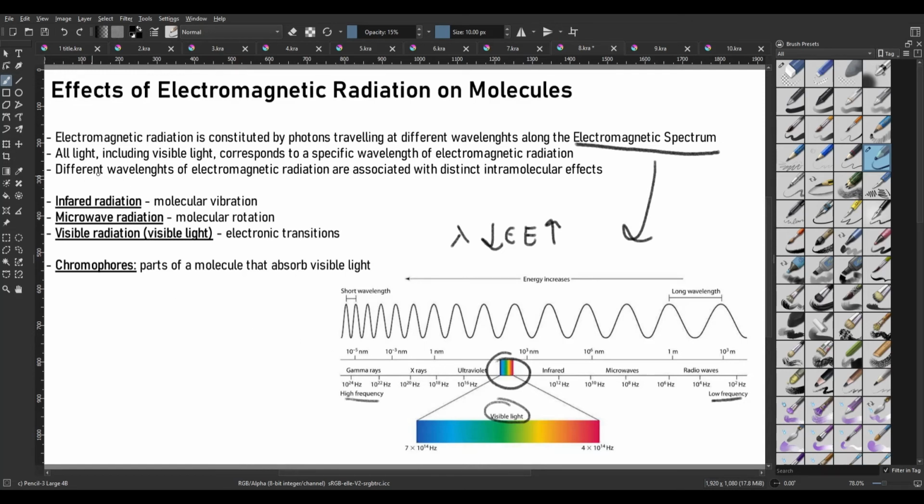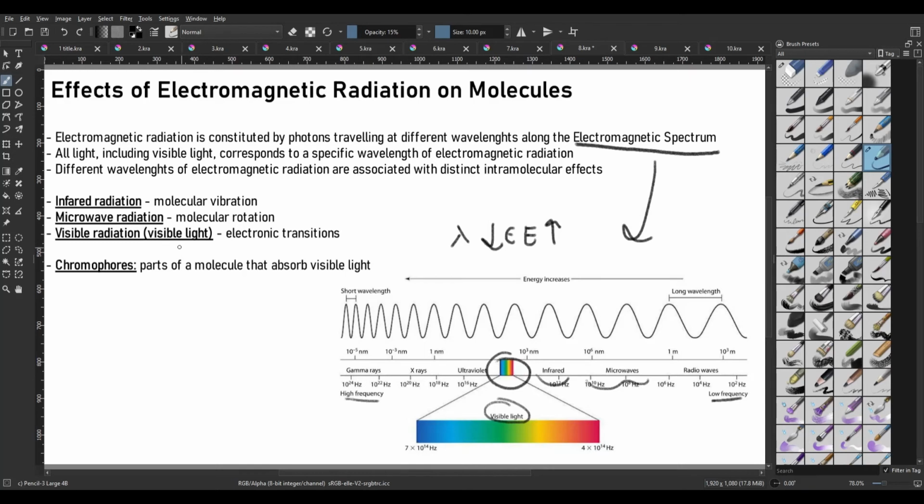Back to the point, different wavelengths of electromagnetic radiation are associated with distinct intermolecular effects. These three are listed right here. The first two are pretty similar. Infrared radiation, infrared light, this area right here, is going to be associated with vibration and stretching inside of the molecule. Microwave radiation, this area right here, is going to be associated with molecular rotation. So you get some rotation going on whenever you give it microwave radiation.